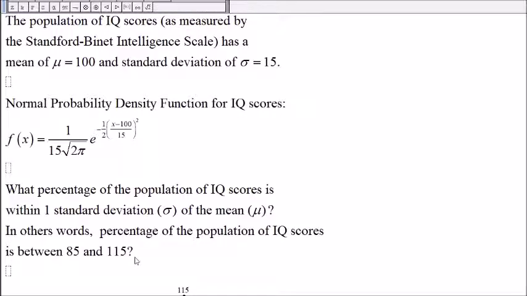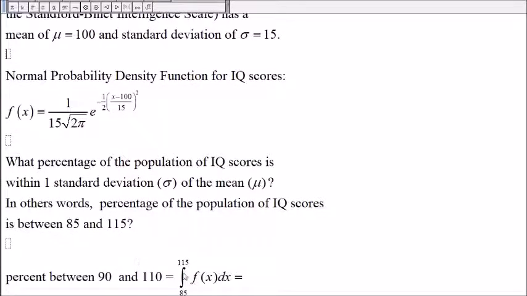To answer this question, what we would do is just find the area between 85 and 115. So draw the graph and then find the area between 85 and 115. That will give us the percentage of IQ scores between 85 and 115. For a function like this, there is no antiderivative. So to calculate this definite integral from 85 to 115, we have to use some numerical integration method, like the trapezoid rule, or another one similar to the trapezoid rule.